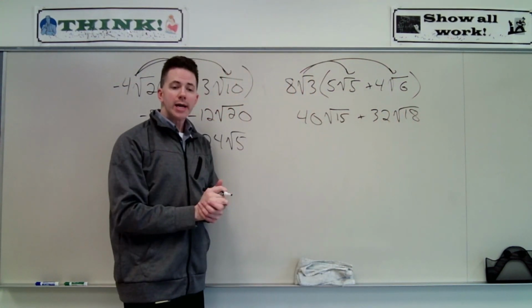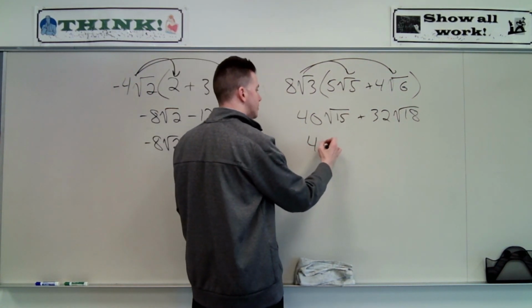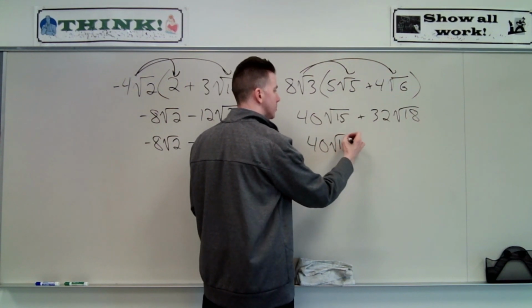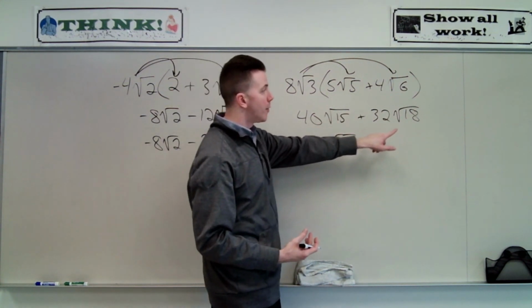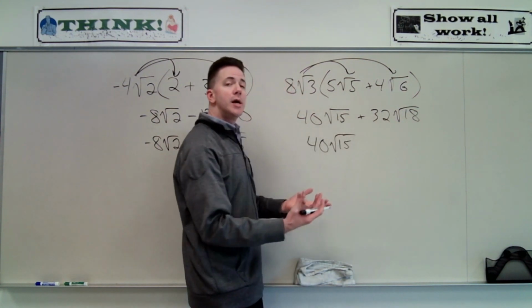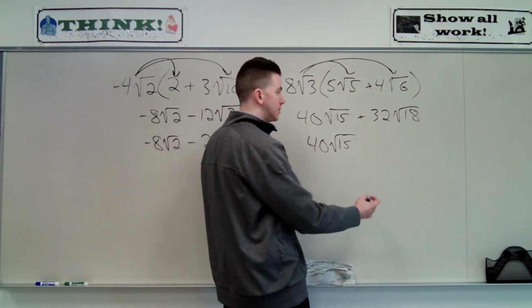Again, we're going to see what we can simplify. So the 40 square roots of 15 won't be able to be simplified because we can't break down 15 into anything meaningful for us. However, we can break down the 18. And as you know, once we break that down, that will end up giving us 96 square roots of 2.